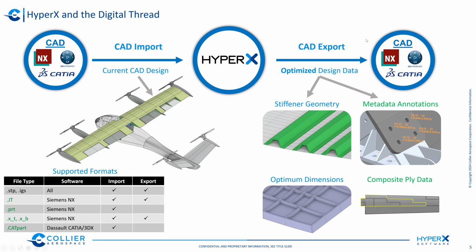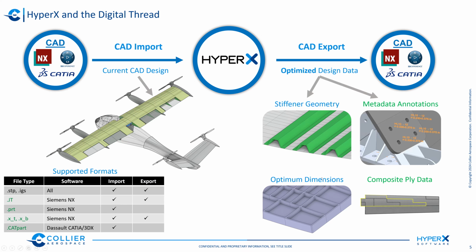And then on the right-hand side, we've got a number of new CAD export features. Everything in green text is something that we've added in our latest release as of the July timeframe this year. So there's a variety of things we can now include in a CAD export. We can generate stiffener geometry of our optimized panel designs. In the CAD file, we can include metadata and annotations, so dimensions and fastener callouts and things like that.